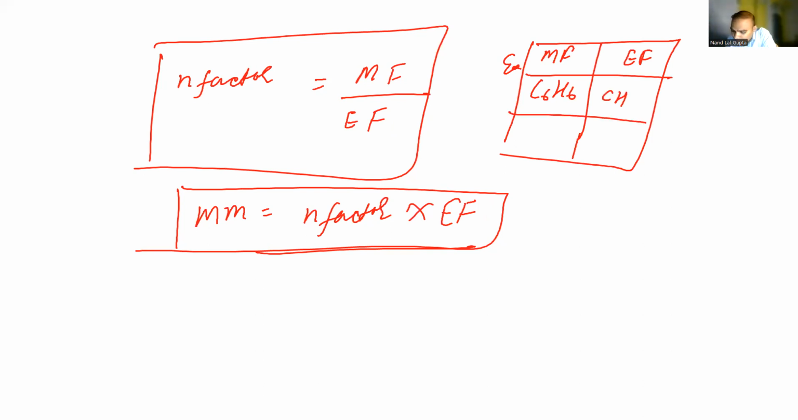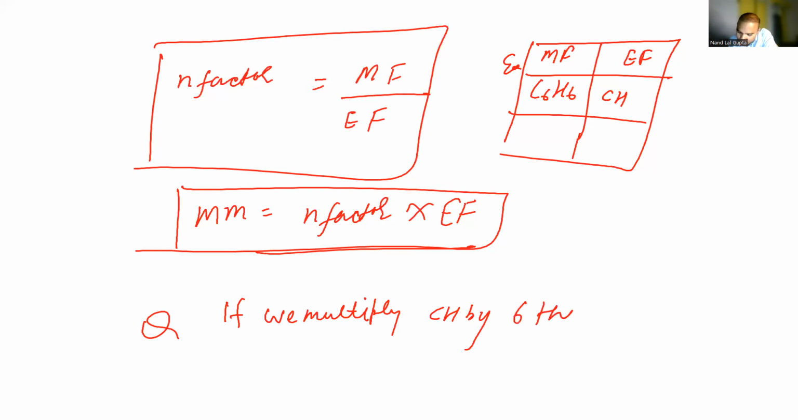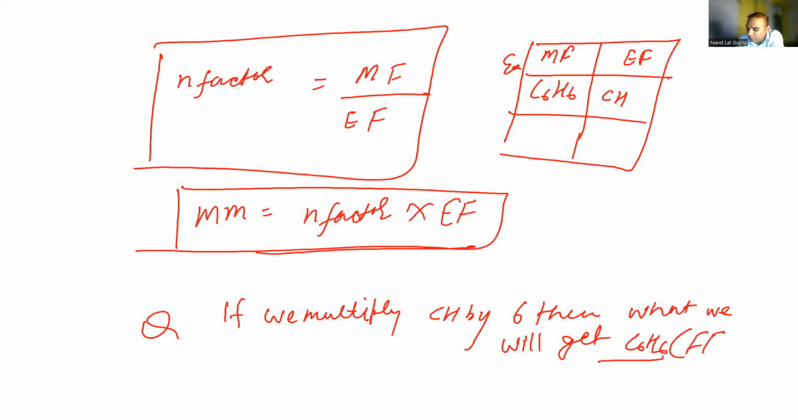Now, if we multiply CH by 6, then what will we get? 6 times CH. C6H6 means the molecular formula came again. Yes or no? If you multiply with the n factor, you get the molecular formula, C6H6. Got it?